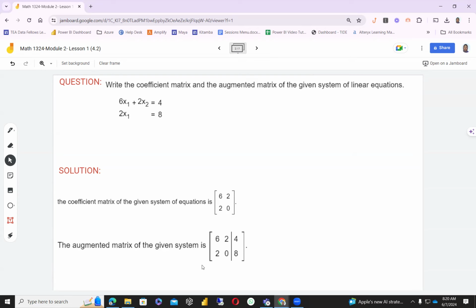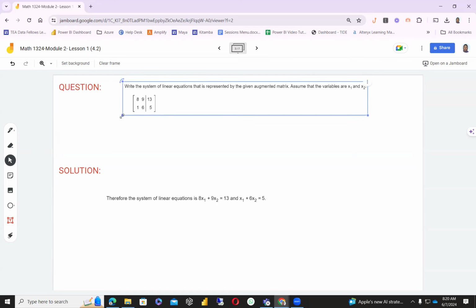For the augmented matrix, remember, what you put here you just copy down here, and then you make a line. First line ends in 4, second line ends in 8. So this will be the augmented matrix for the next question. Question 3. So we're going to just look at this one.